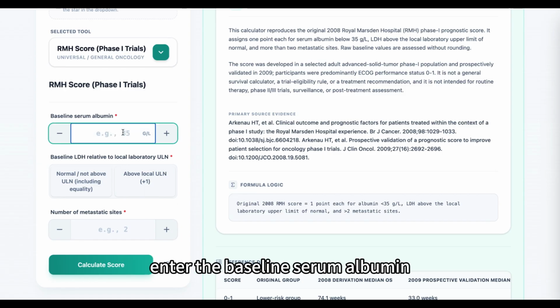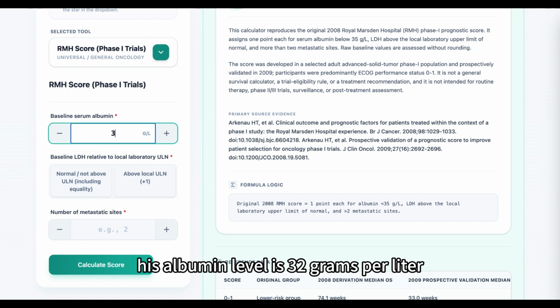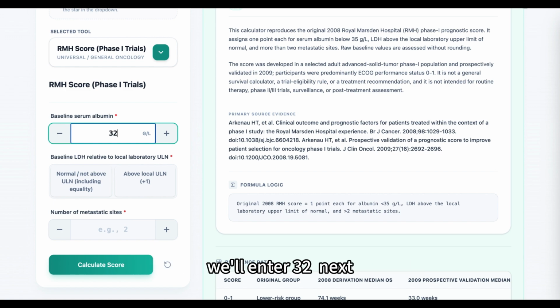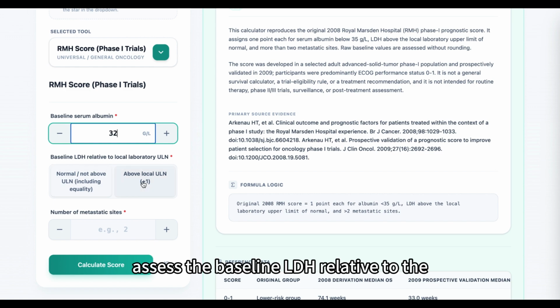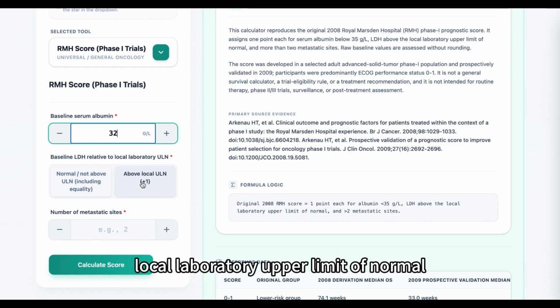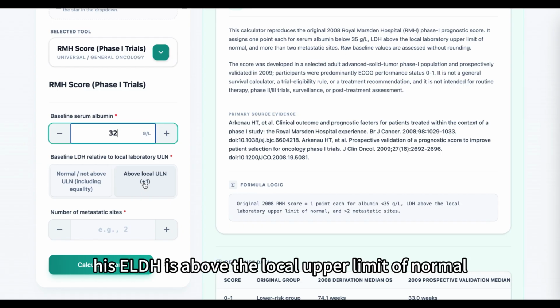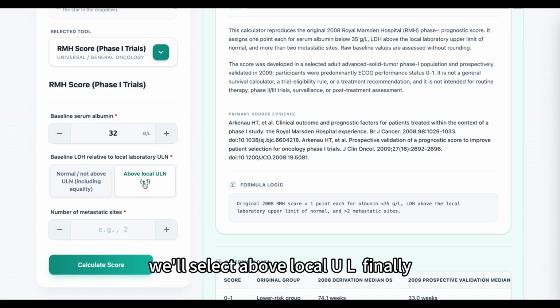First, enter the baseline serum albumin. His albumin level is 32 grams per liter. We'll enter 32. Next, assess the baseline LDH relative to the local laboratory upper limit of normal. His LDH is above the local upper limit of normal. We'll select above local ULN.